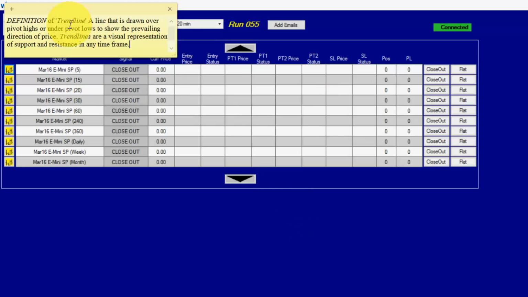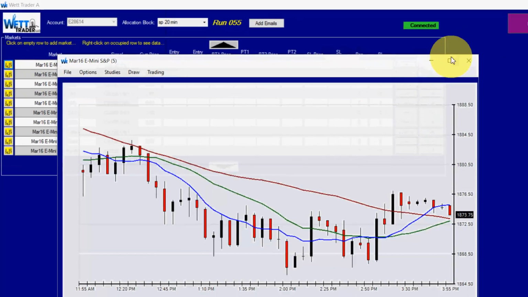Definition of a trend line: a line that's drawn over pivot highs or under pivot lows. It shows the prevailing direction of the market. Trend lines are a visual representation of the support and resistance in any time frame. Folks, any time frame. Let's emphasize any time frame. Let me show you what I'm talking about, folks.